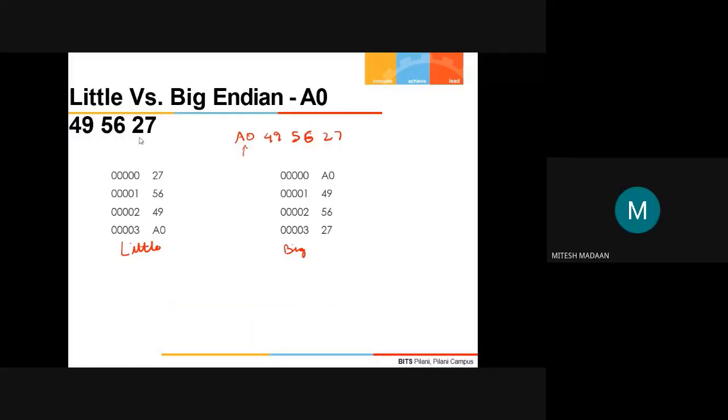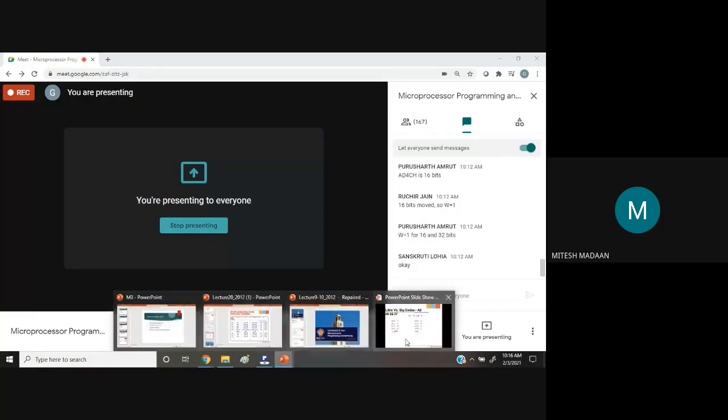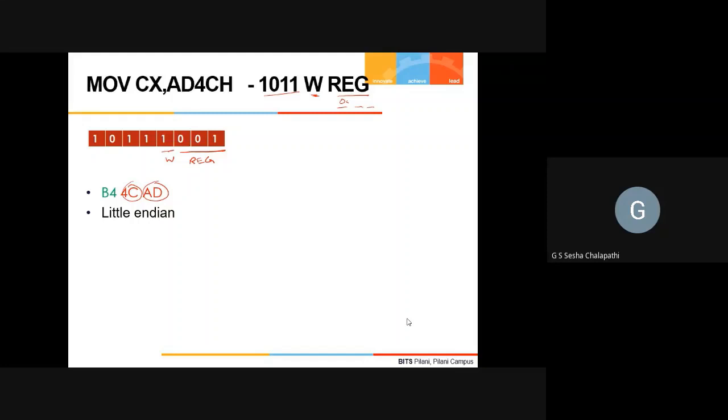Excuse me, sir. Can you re-explain how the immediate addressing mode, how the data will be written after the instruction set? You want to see the machine code? Yes, sir. So see, in the immediate addressing mode, this is the opcode. Previously, what we were seeing, move will have an opcode 1000010. Now, for immediate addressing mode, the opcode will be different.